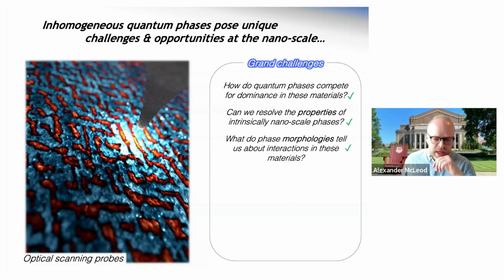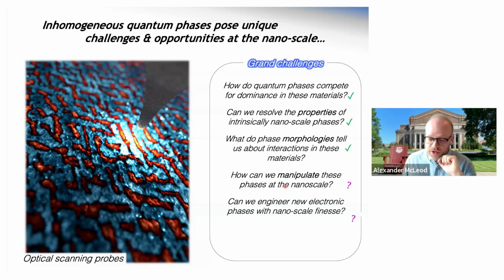And I'm going to mention just a little bit about morphologies of these phases, how they compete against each other in some of these quantum materials where we can switch. We can try and tell the material whether it's going to be an insulator or a metal by tuning through the phase diagram. And the morphologies of the domains that show up will tell us something about the physics of this phase competition. We also want to be able to manipulate these phases at the nanoscale. How to do that is an open question. Can we engineer new electronic phases with this nanoscale finesse?